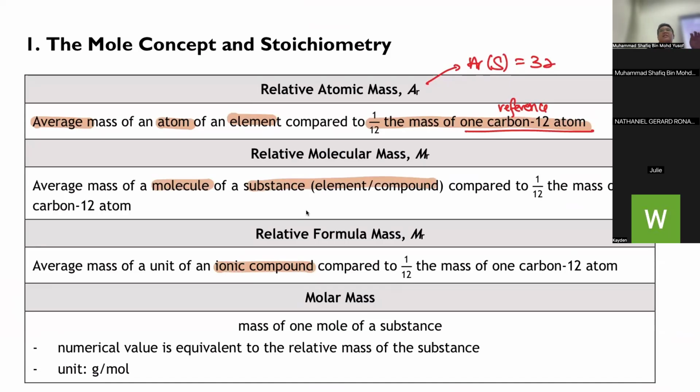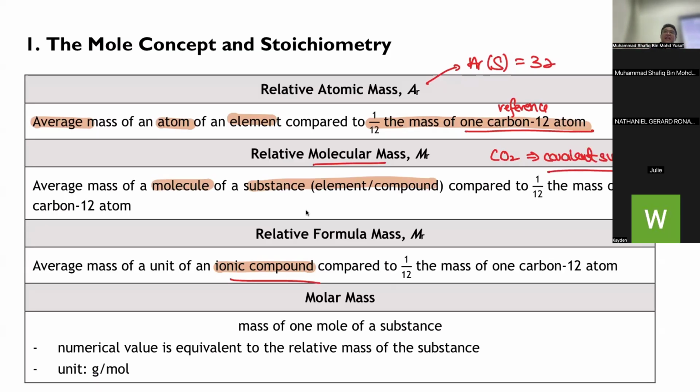Now, when I say something is a molecule, what kind of substance is this? Let's say I give you an example, CO2. What do I mean by that? Covalent, very good. It means they are covalent substances. So you can see relative formula mass is meant for ionic, but relative molecular mass is meant for covalent. That's why they have two different definitions for two different substances.